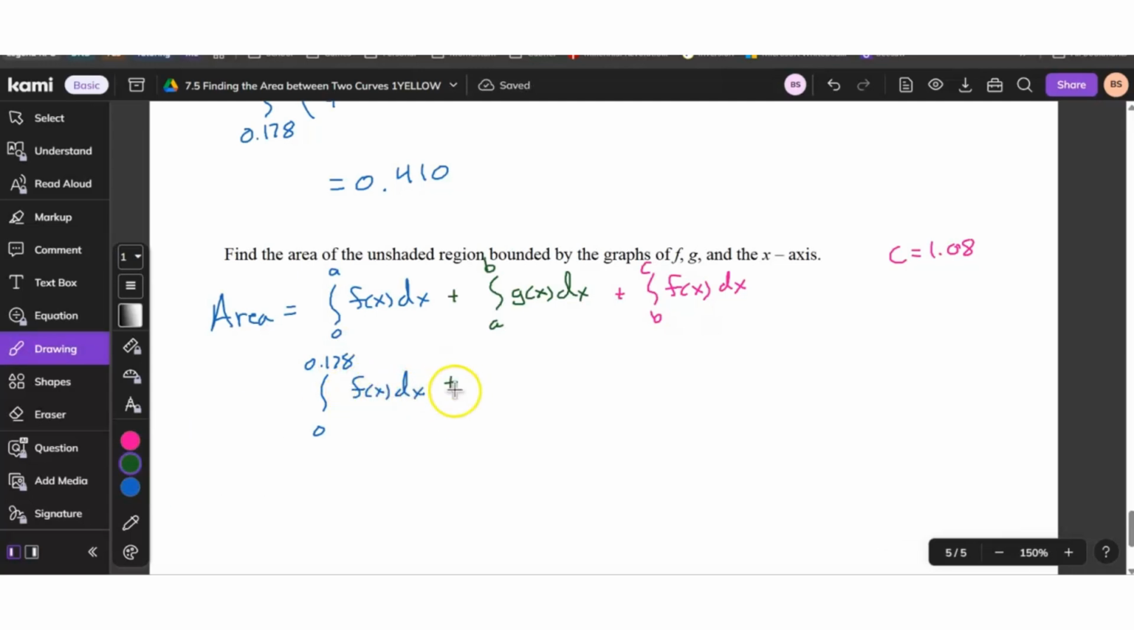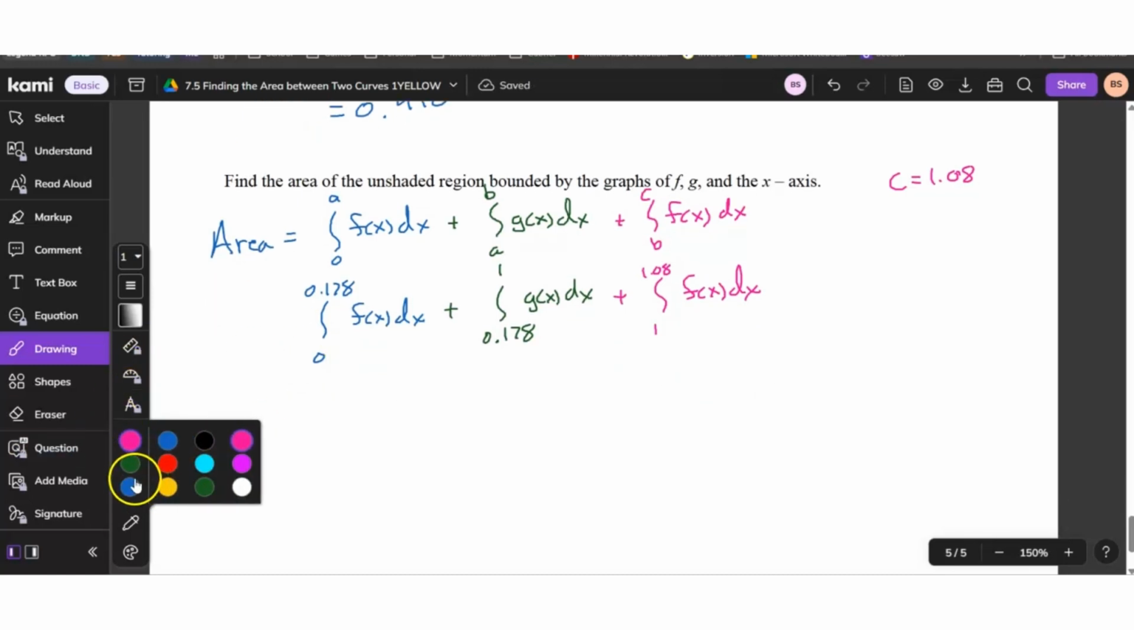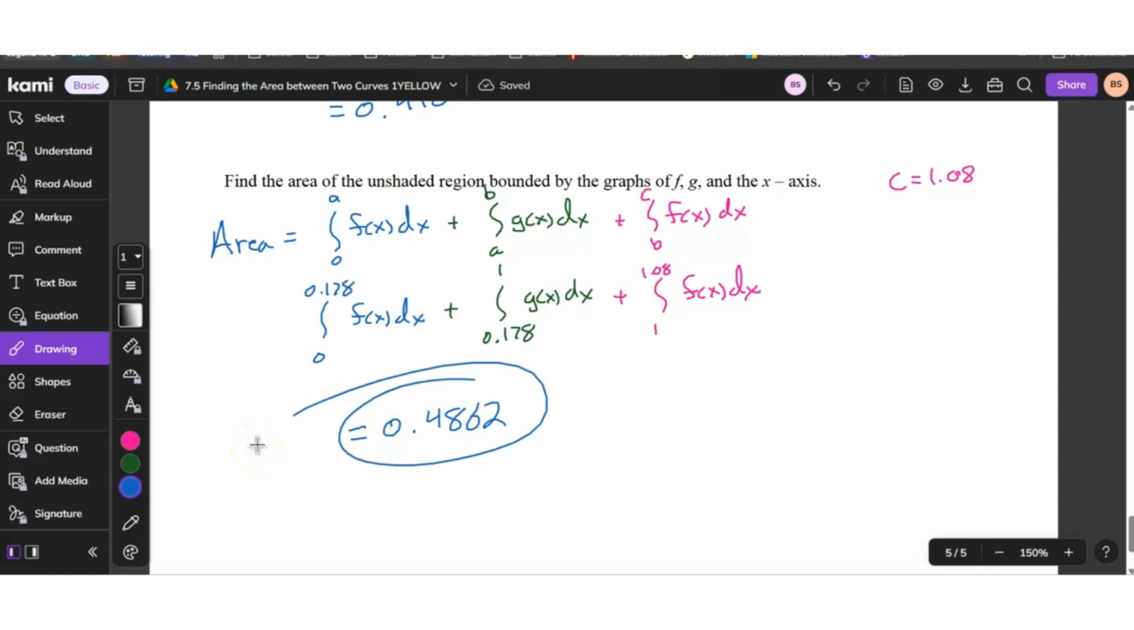Can you show your graph again? I will in one second. Let me write this out first. Okay, let's write this out and then we'll look at the graph. Plus the integral from 0.178 to 1 of g(x) dx, plus the integral from 1 to 1.08 of f(x) dx. Now, because we have like 30 seconds left, I'm going to tell you what that answer is when we put it in our calculator. I think you know how to put that in your calculator; we've done it a bunch already. So when we put all of that together, we get 0.4862. Okay? And now I will show the graph.